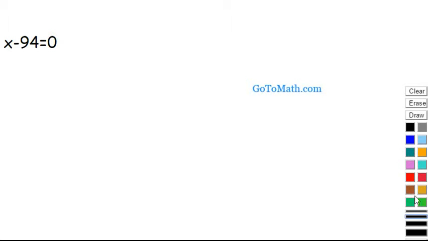Let's, what do we want to do here? What about that color? I don't know. Anyway, we have x minus 94 is equal to 0, and we want to solve for x. Well, obviously, if you plug 94 in right here, you would get 94 minus 94, and that's 0, right?